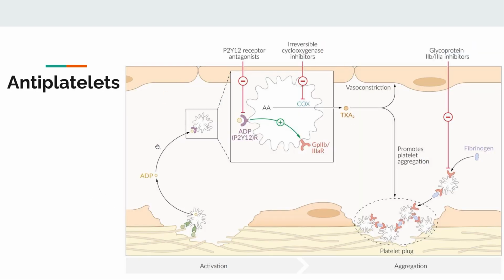Here's just a diagram putting all of that together. So you've got your ADP receptor, you've got the glycoprotein 2B3A receptor, you've got cyclooxygenase through which thromboxane A2 is produced, which promotes platelet aggregation. You need that ADP receptor to bind to ADP that gets released from activated platelets. So all of that together can prevent platelets from sticking together, and it will stop platelet plug formation.